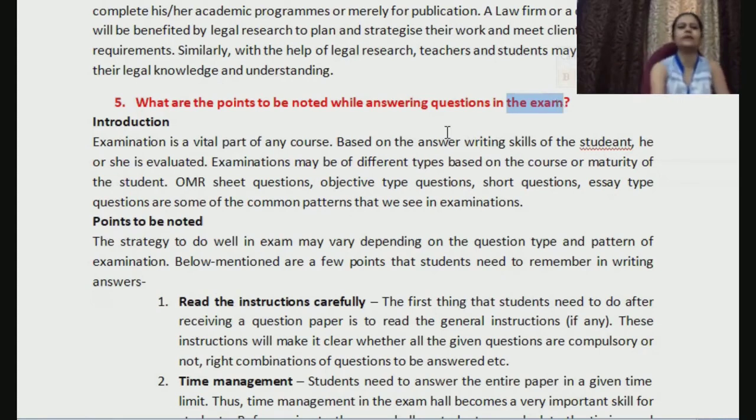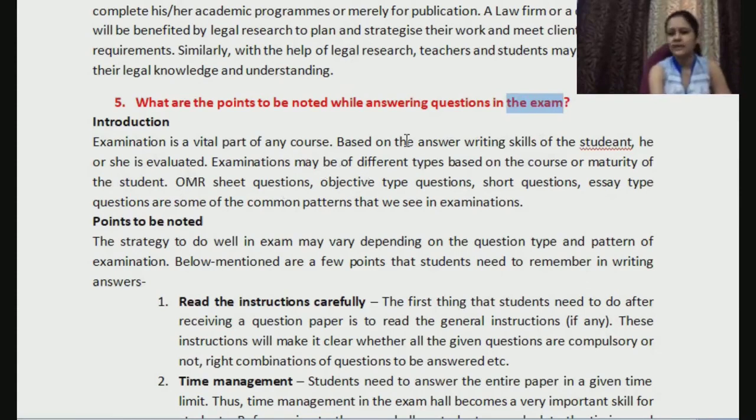So in your intro, maybe you can say that there are different types of exams that we are having. You can mention that examination is a vital part of any course that we are opting for. We need to appear for exams, and based on our answer writing skills only, we will be evaluated. We would get marks. Finally, it will be decided whether we get the degree or not, what percentage we get, what division we get, everything will be decided based on that only.